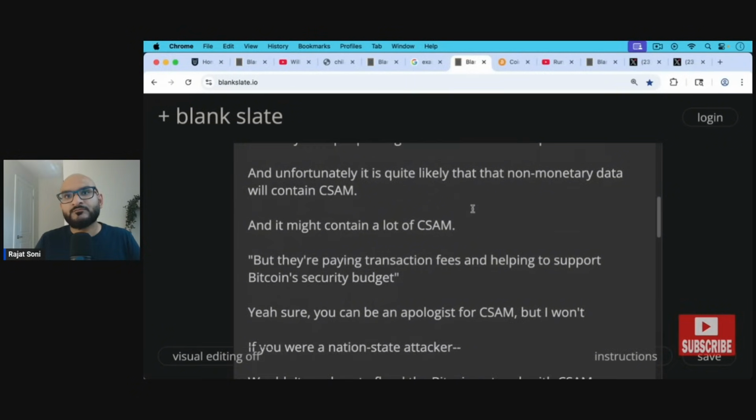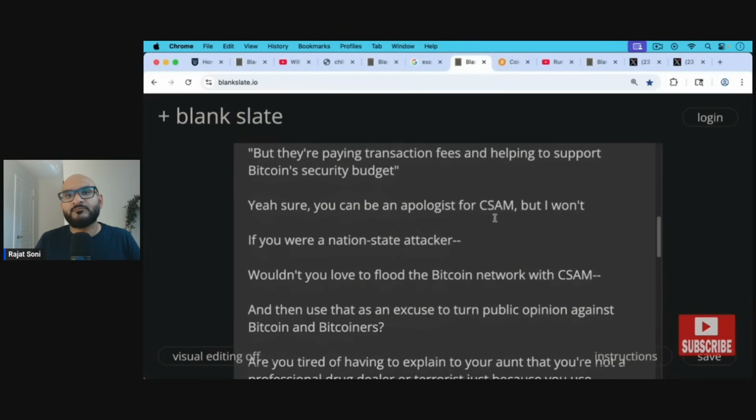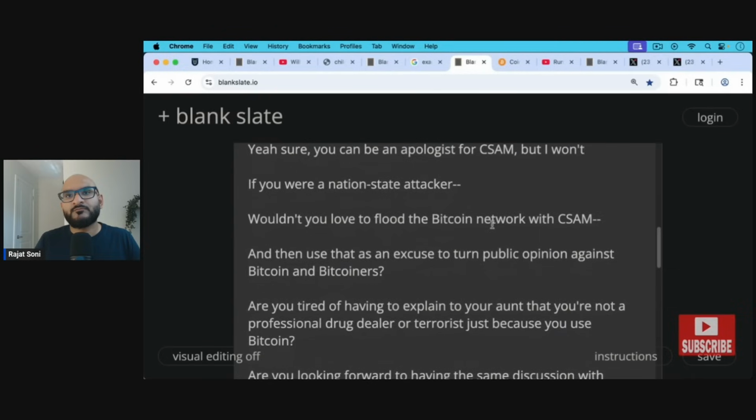This is the point at which the technical people, the technocrats, you might call them, are saying, but they're paying transaction fees and helping to support the Bitcoin security budget. Yeah, sure, you can be an apologist for CSAM, but this is not an argument that I'm prepared to make. If you were a nation state attacker, wouldn't you love to flood the Bitcoin network with CSAM and then use that as an excuse to turn public opinion against Bitcoin and Bitcoiners?